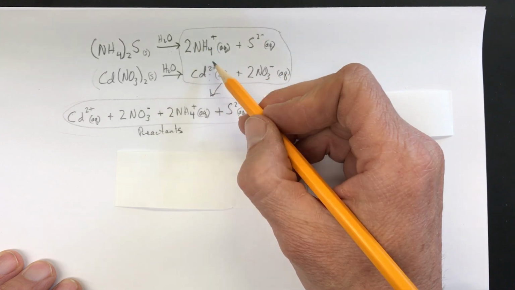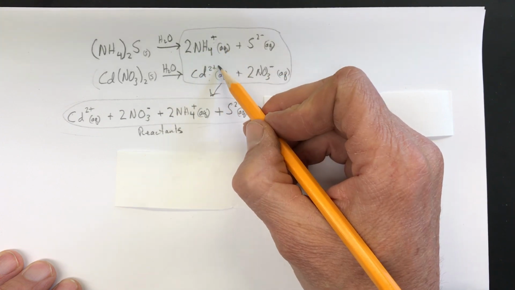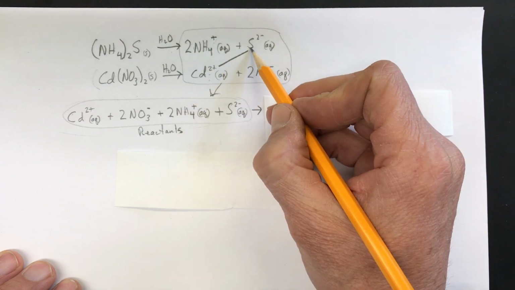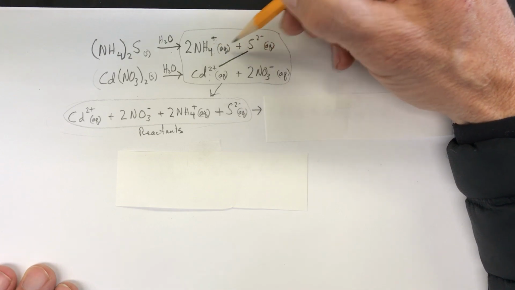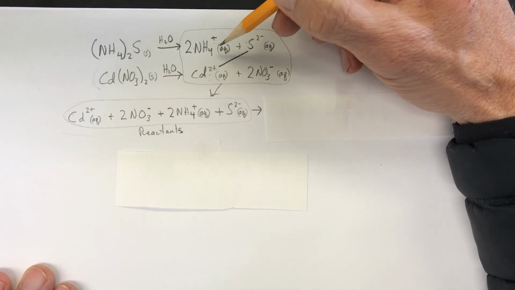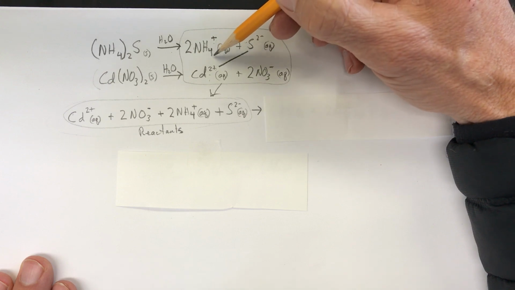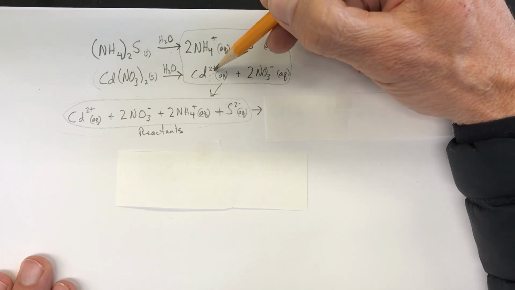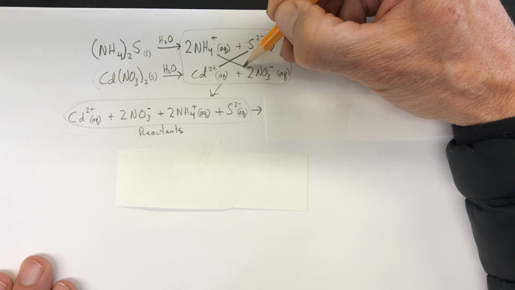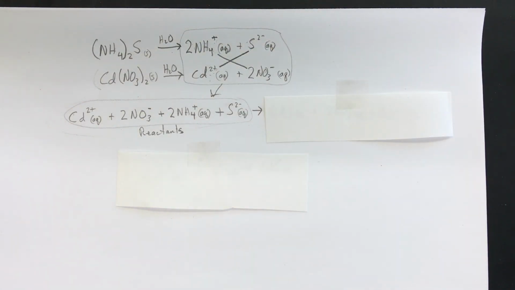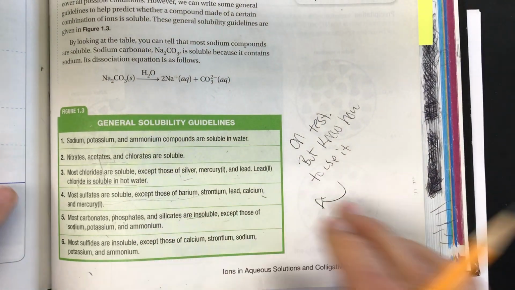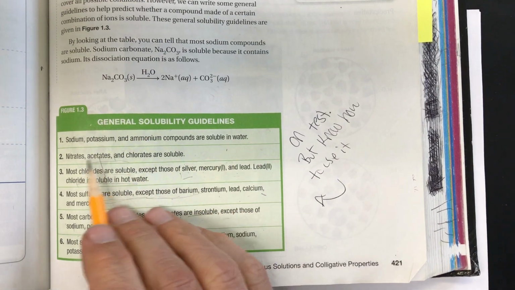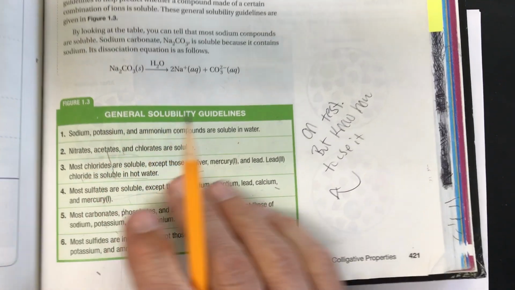Well, it can't form with this one because they're both positive, right? So the only option is it could form a precipitate with the cadmium and sulfide, or ammonium, obviously it dissociated with this guy, so it's either this one or this one. Well, it can't be this one because it's positive, so it must be this one. So those are the only 2 possibilities we're going to look at as far as whether or not we form a precipitate. Now, to check, we would go back to our chart and see which one forms a precipitate.